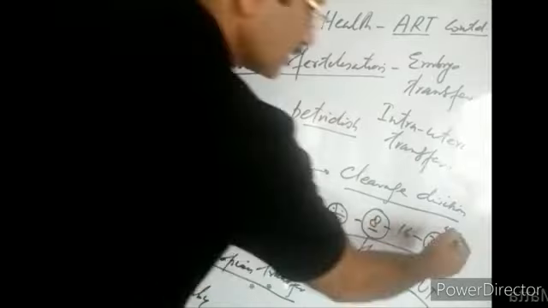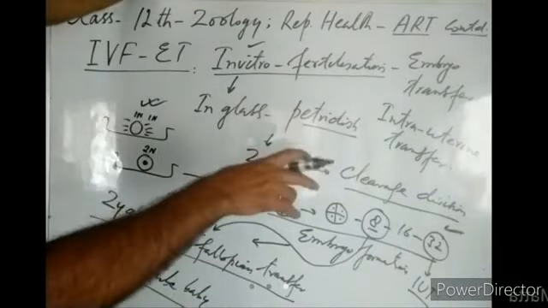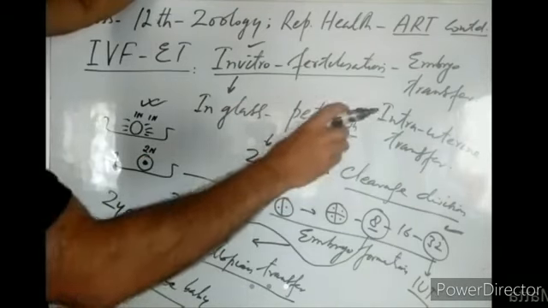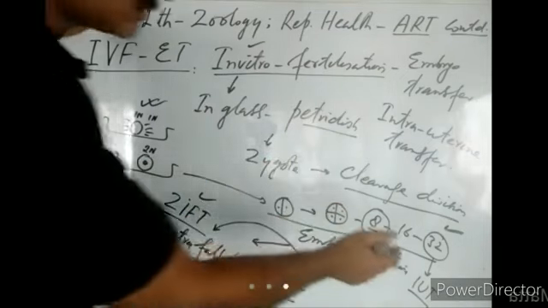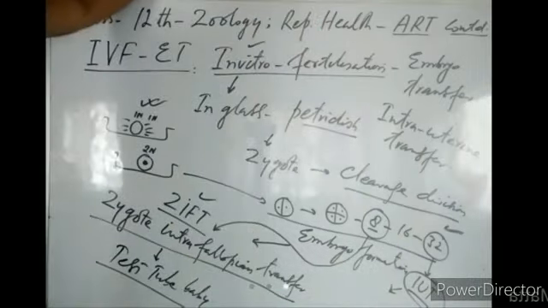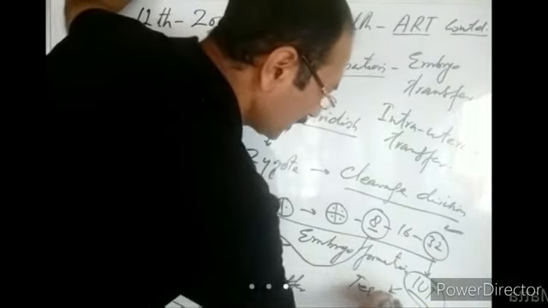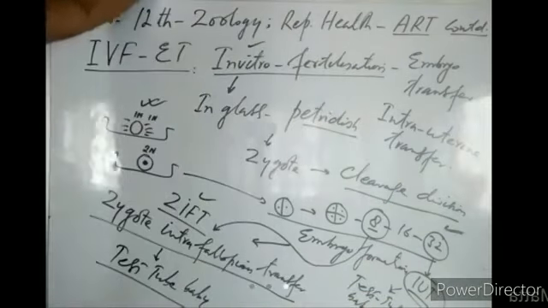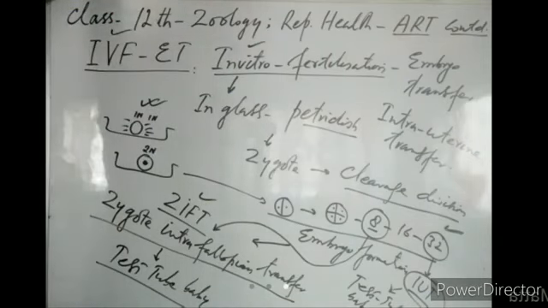Or sometimes at 32 cell stage, this embryo may be transferred directly into the uterus of the female, where this embryo gets attached onto the uterine wall. It develops normally, and after 9 months, this baby, which is produced now by IUT, this is also known as a test tube baby. So, test tube babies are those babies which are developed through IVF-ET, right?